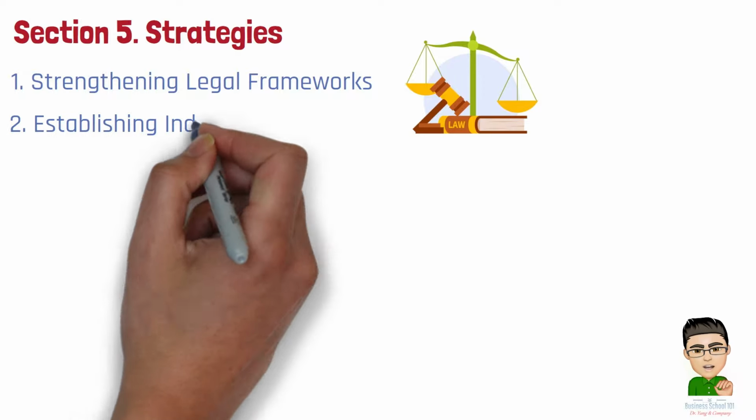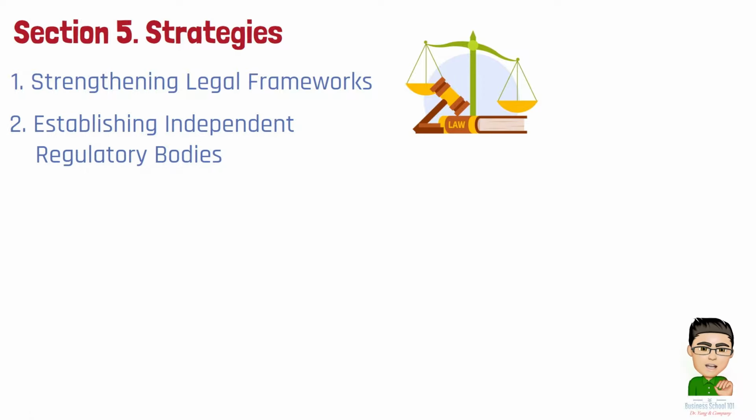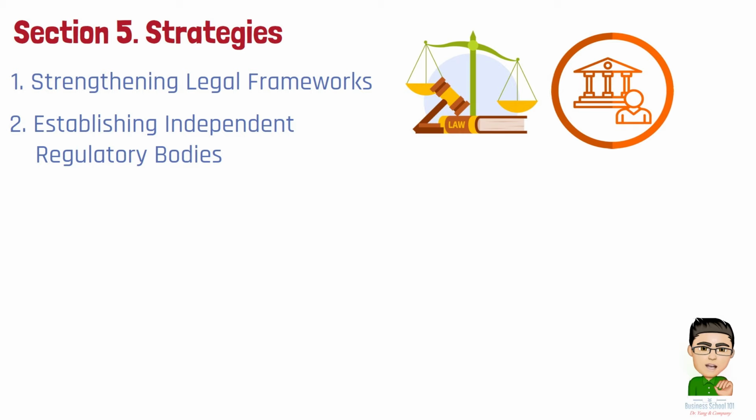Number 2. Establishing independent regulatory bodies. The creation of independent regulatory agencies with the authority to investigate and penalize anti-competitive behavior is crucial. These agencies should have the power to initiate investigations and impose sanctions on companies that violate competition laws.